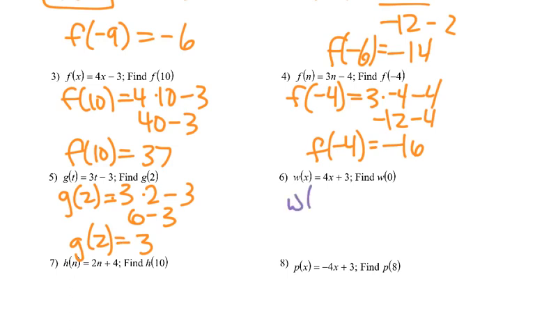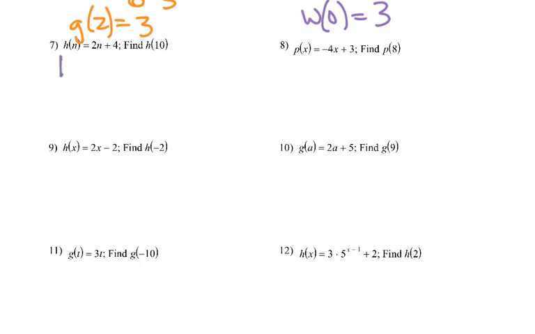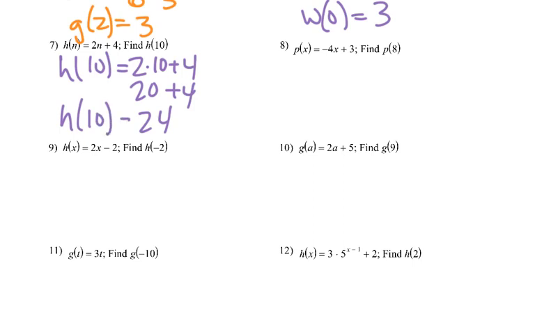Number 6, w of 0 would equal 4 times 0 plus 3. So w of 0, 4 times 0 is 0, 0 plus 3 would just leave us with 3. So h of 10 would equal 2 times 10 plus 4. 2 times 10 is 20. 20 plus 4 is 24. h of 10 equals 24. So pretty simple and easy to see what's happening here, right?